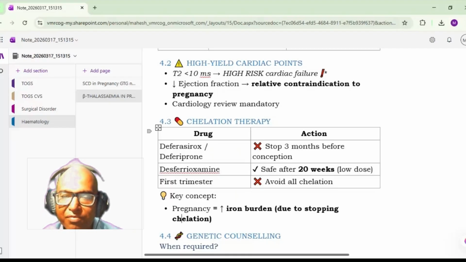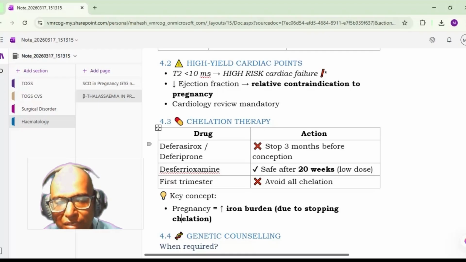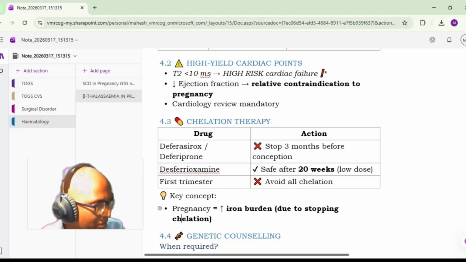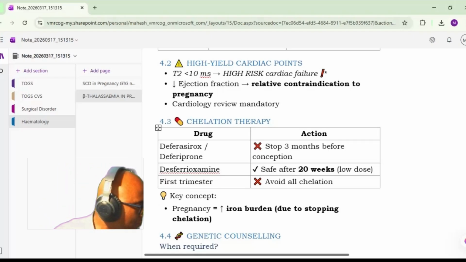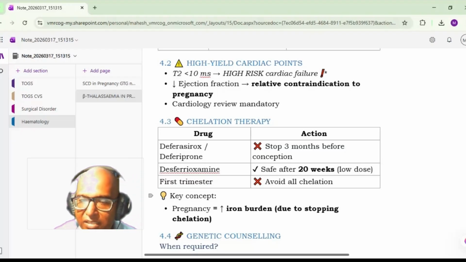So in preconceptional counseling, we need to check, one, fertility status, and second, iron overload. We need to get the investigations done. We need to find out whether she is receiving any iron chelation therapy, and if she wants to conceive, in that case we need to stop this chelating agent 3 months prior. During pregnancy we will restart again, but from the second trimester onwards, and that also desferrioxamine. So that is the safe agent. In the first trimester, all chelation agents are contraindicated. Pregnancy increases the iron burden, and chelation is to be stopped.